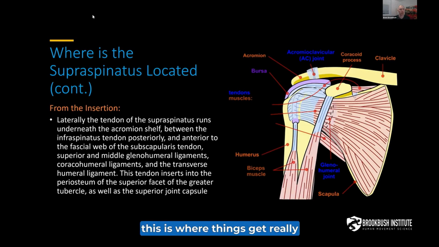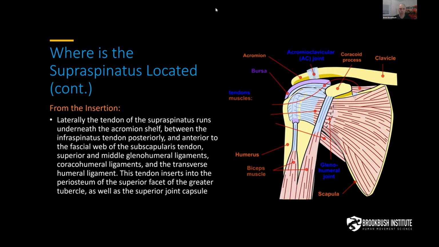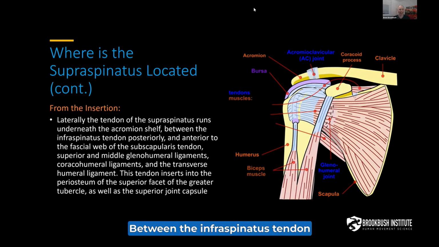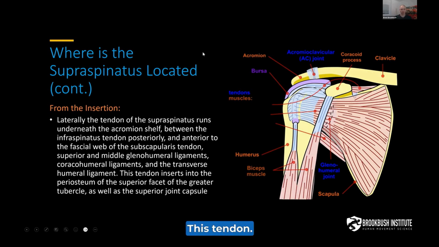All right, so from the insertion, this is where things get really kind of funky. Laterally, the tendon of the supraspinatus runs underneath the acromion shelf. So you guys should know your acromion shelf is that bony ridge just above your deltoid. Your supraspinatus goes under that. Between the infraspinatus tendon posteriorly and anterior, the fascial web of the subscapularis tendon, superior and middle glenohumeral ligaments, coracohumeral ligaments, and the transverse humeral ligament. This tendon inserts into the periosteum of the superior facet of the greater tubercle, as well as the superior joint capsule.